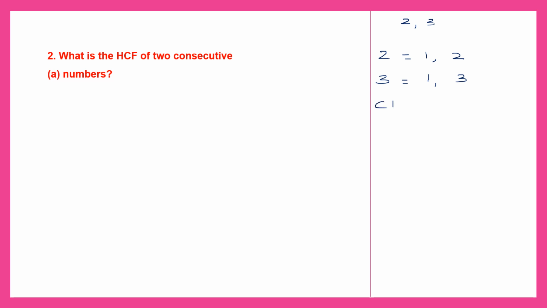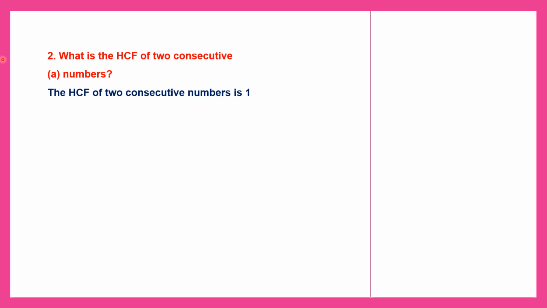Now what are the common factors here? The common factor, as you can see here, is only 1 because 2 is not common. 1 is common. So 1 is the only common factor and the highest common factor is 1. This is the only one that's there and that is the highest common factor. So what is the answer to this question? What is the HCF of two consecutive numbers? The HCF of two consecutive numbers is 1, as we have found out.